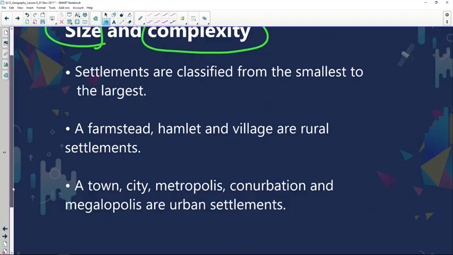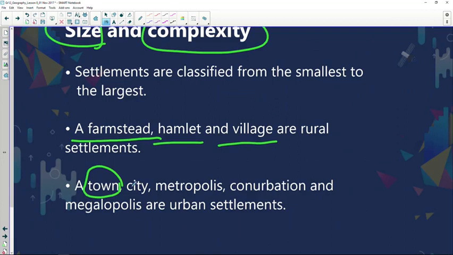Now, a rural settlement is classified according to size, like I've mentioned. And rural settlements are usually farmsteads, hamlets, or villages. As soon as a rural settlement changes into a town or a city, it changes over to an urban settlement. We do have towns in South Africa, we do have cities, we do have metropolises, we've got a conurbation, and we've got a megalopolis. But unfortunately, we do not experience this last one in South Africa.